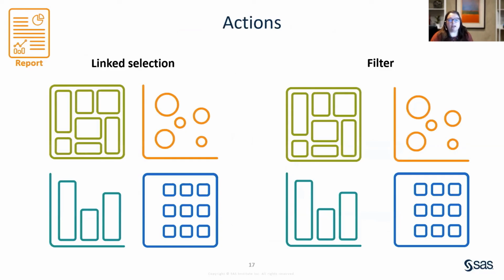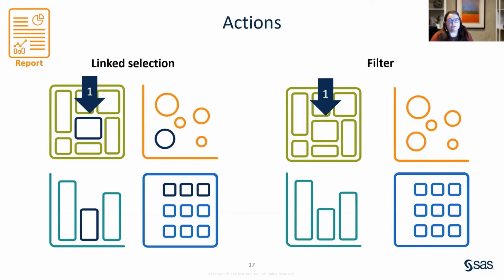Actions happen between objects. So here I have a few objects and I've linked them. When you do a linking, it means that when you make a selection in one object, it's going to highlight that value in subsequent objects. So it shows you all your data, it just highlights that value. Filtering, though, that's the one you're probably more familiar with.